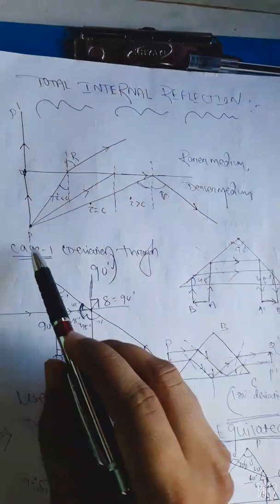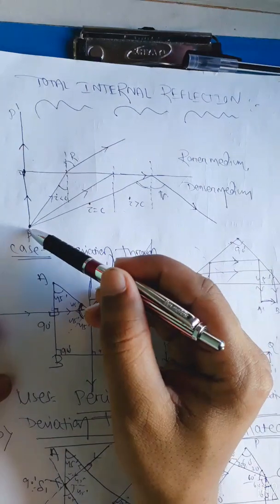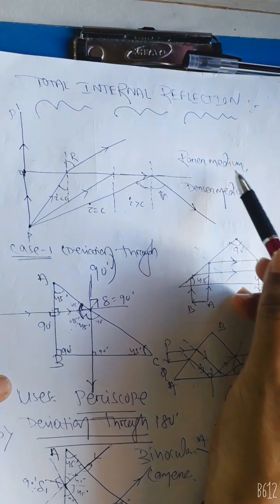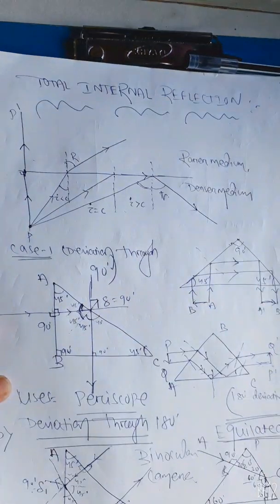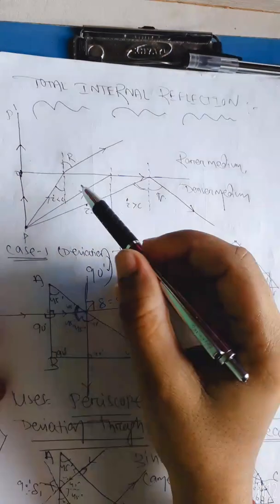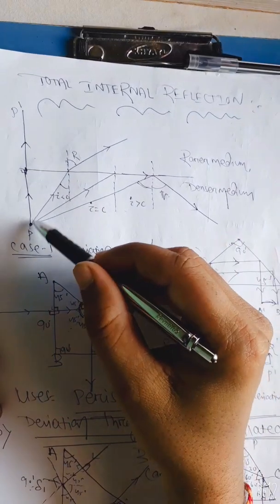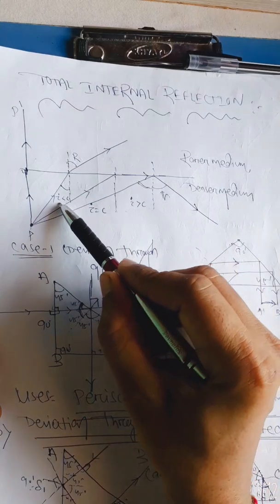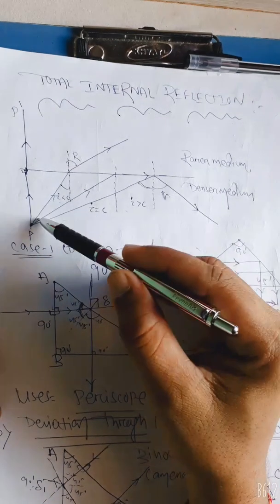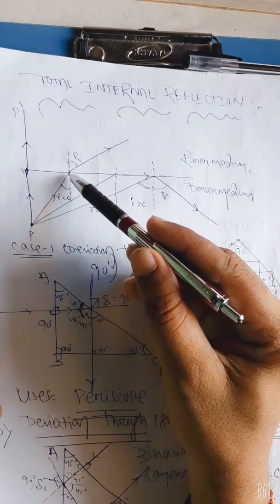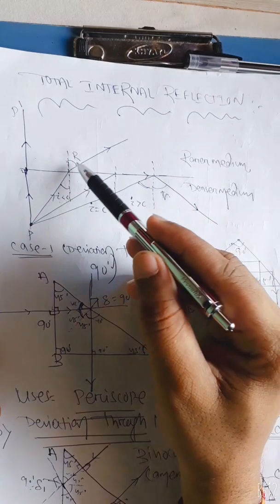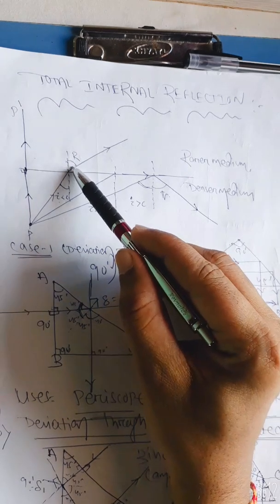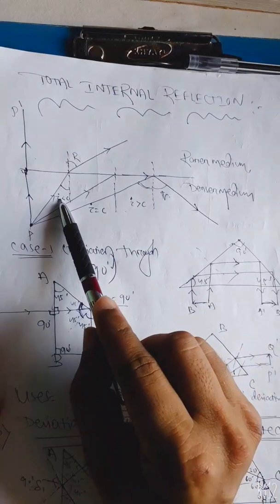Here's the criteria. When the object is there and the light ray is traveling from the denser medium towards the rarer medium, what happens? If it passes normally, then it goes undeviated. When the angle of incidence, as written here, is less than the critical angle, then the light ray travelling from denser towards the rarer medium is deviated and moves away from the normal. So this is the angle of refraction, and here the angle of incidence is less than the critical angle.